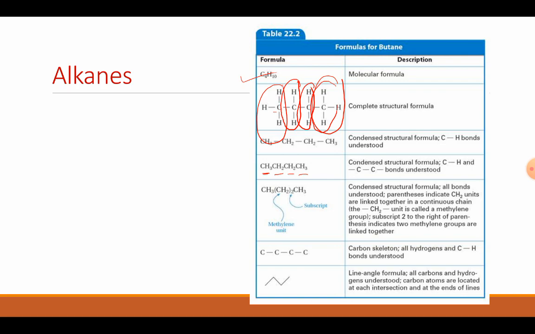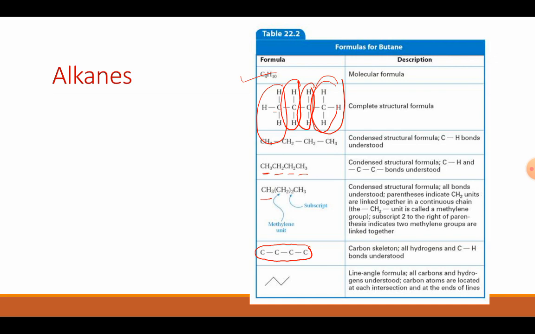The condensed structure can also be written another way by using subscripts. I can see that CH2 is repeated two times, so I can write it as CH3(CH2)2CH3, with a subscript, like in math, you know that. The carbon skeleton: all the hydrogen and carbon are bonded together. Of course, I told you that to make a chain, the carbons are connected together.